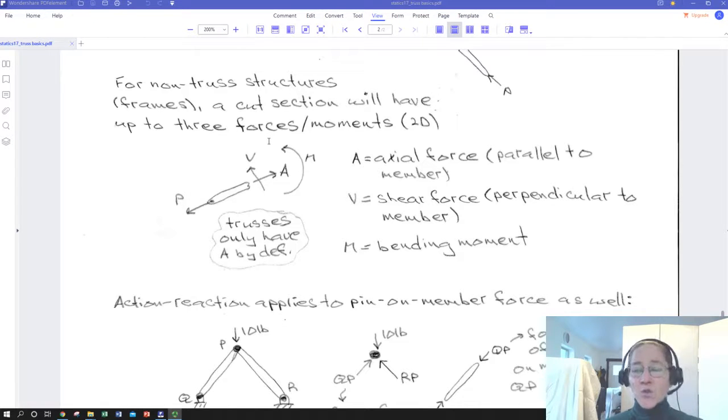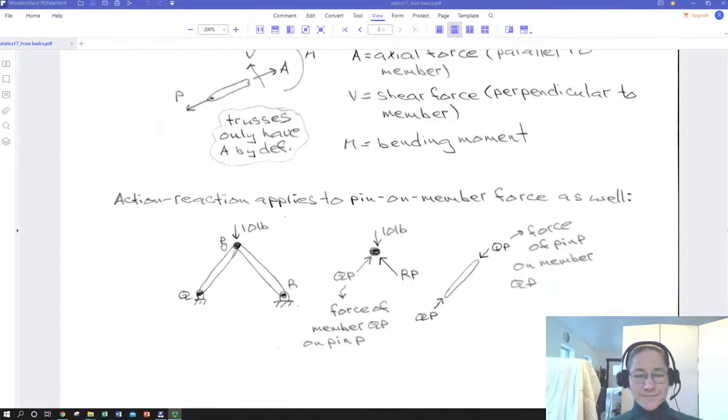So you've got three forces or moments being applied across a 2D cut section if we don't have a two-force member. So A, otherwise known as N for normal, V and M. So we'll get to that later with beams and look at V and M specifically. But with trusses, yay, we only have A if we're going to cut a truss.